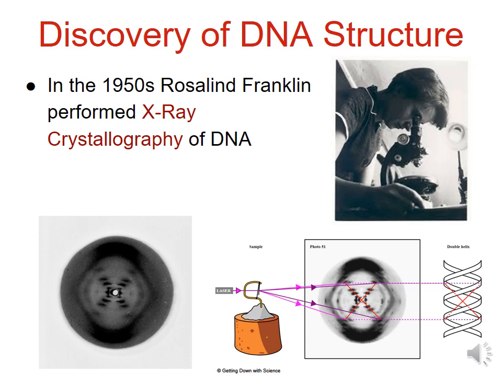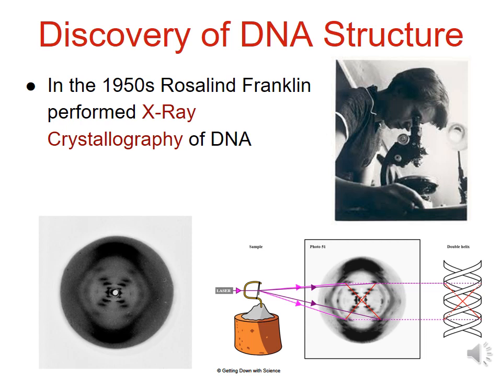In the 1950s, Rosalind Franklin actually performed what's called X-ray crystallography of DNA. And so these pictures that you'll see are actually some pictures that she took. And by looking at these pictures, this is actually one of the key factors that led to the determination that DNA had a double helix structure.